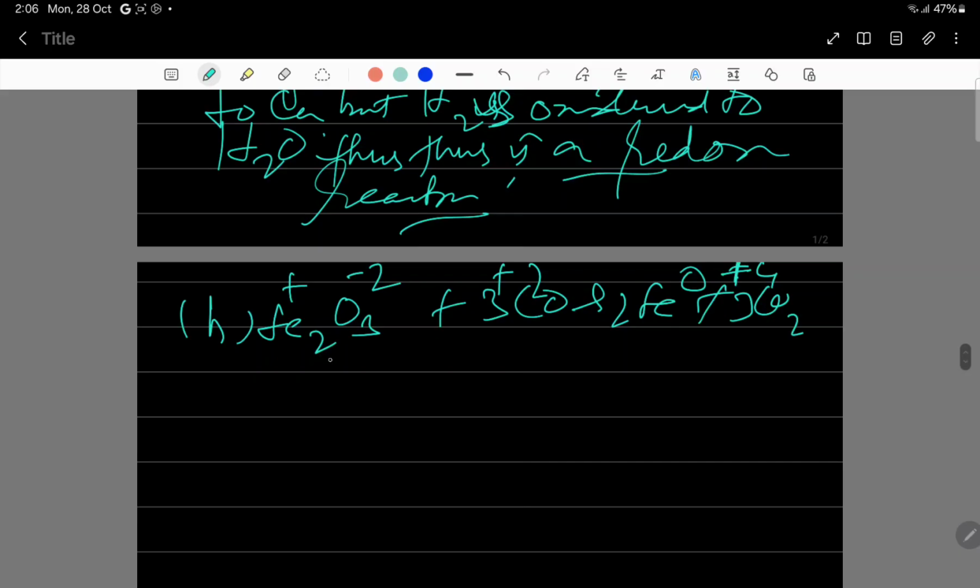In the same way, Fe2O3 plus CO. So here iron is reduced from +3 to 0, and carbon is oxidized from +2 to +4, right? So that's why this is a redox reaction.